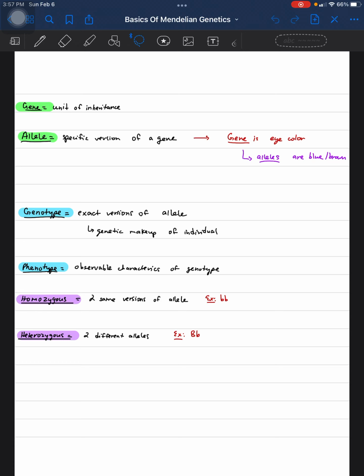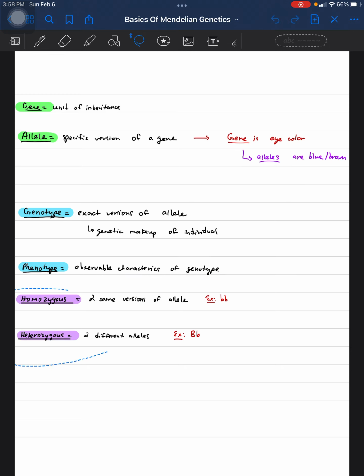So I gave an example right here where the gene is eye color, and alleles are the specific colors of the eye. The gene in the example I'm giving is eye color, and blue and brown are specific colors that are found in that gene. The next term is genotype, which is basically the exact versions of an allele, or in other words, the genetic makeup of an individual. And then phenotype is the observable characteristics of a genotype.